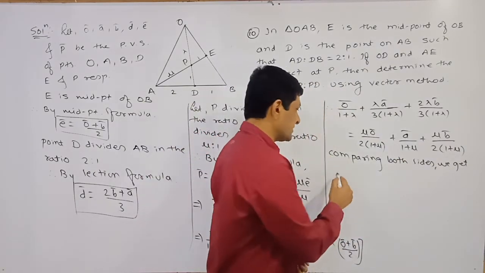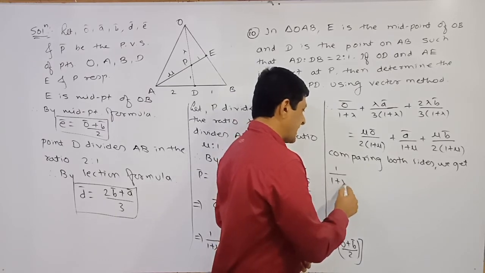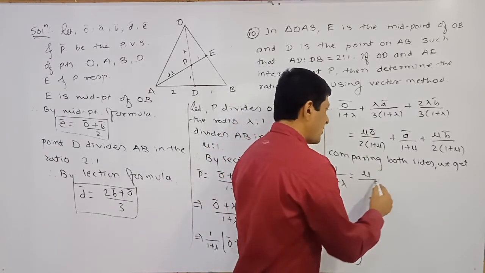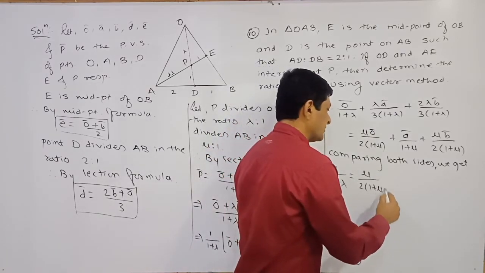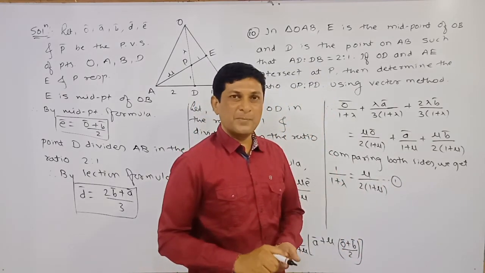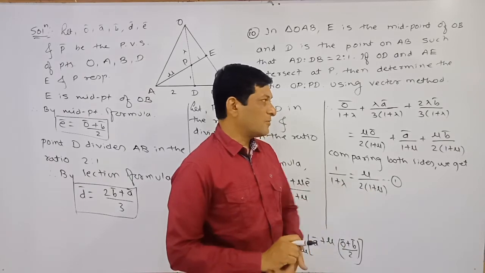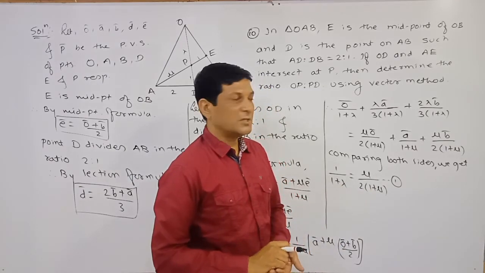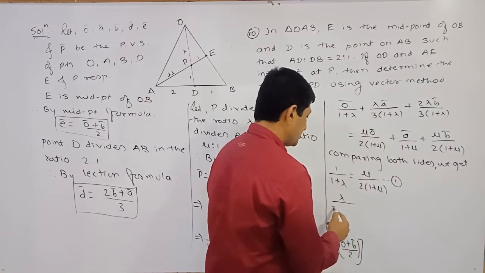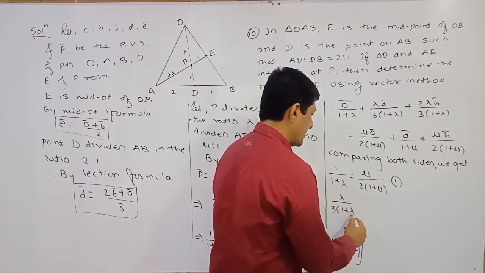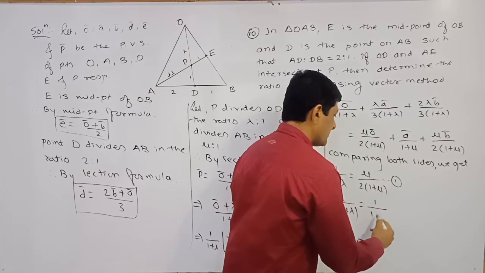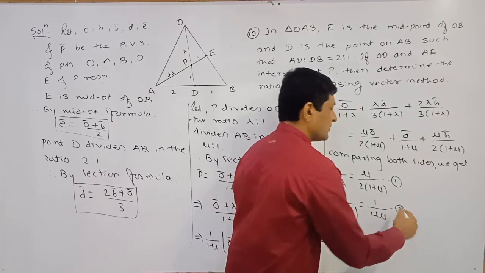If we are comparing the coefficient of O bar, see what we will get here. Here its coefficient is 1 upon 1 plus lambda. And on this side, coefficient of O bar is mu upon 2 into 1 plus mu. Let us denote this by equation number first. This equation we have what? Simply comparing coefficient of O bar on both sides. Now we are comparing coefficient of A bar. Here coefficient of A bar is what? Lambda upon 3 into 1 plus lambda is equals to, and here coefficient of A bar is 1 upon 1 plus mu. Let us denote it by equation number 2.